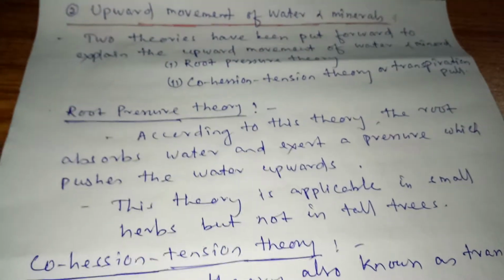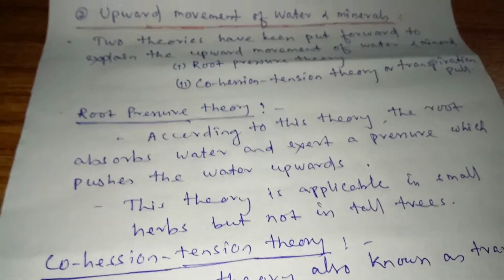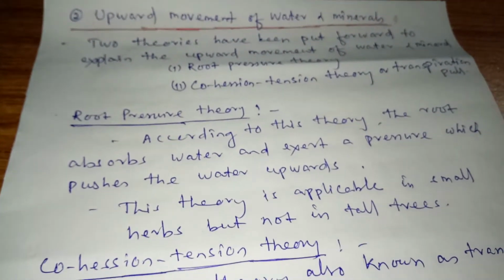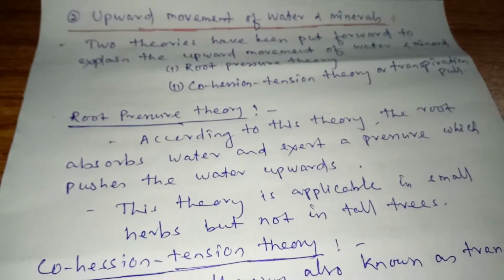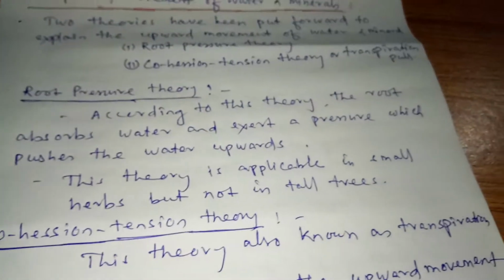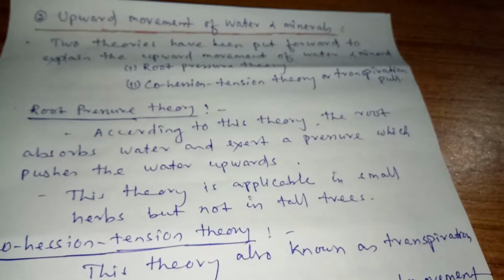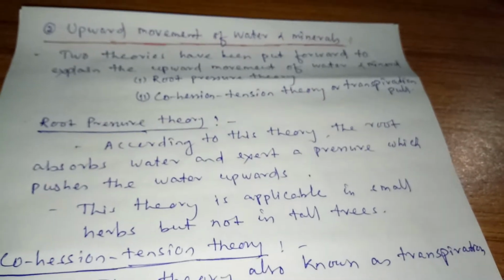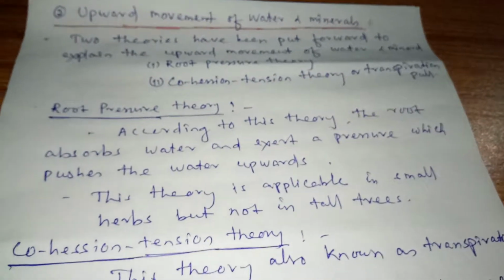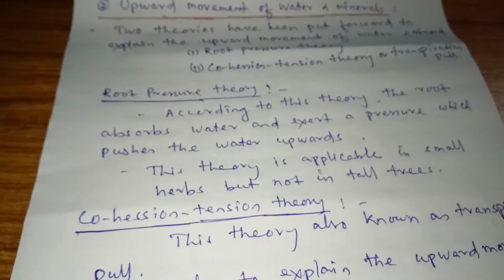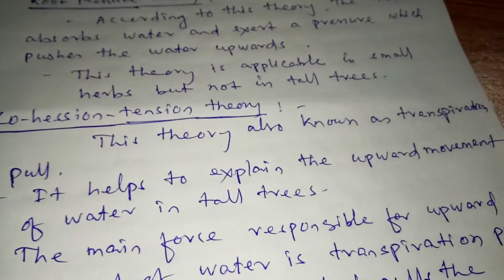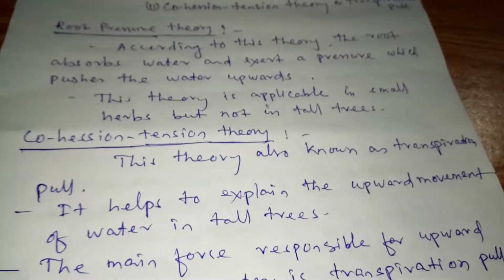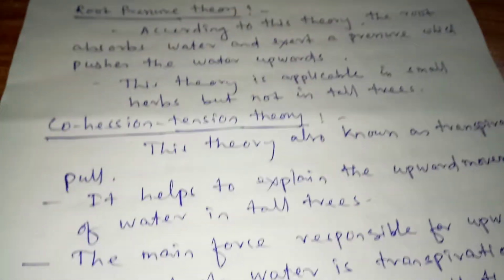Through the root hairs, the water is absorbed from the soil and after absorption, it gets accumulated in the cells and exerts a pressure so that the water can move upwards. This theory is applicable in small herbs, but it may not be applicable for tall trees. In the next theory, that is the cohesion tension theory, also known as transpiration pull, it helps to explain the upward movement of water in tall trees.